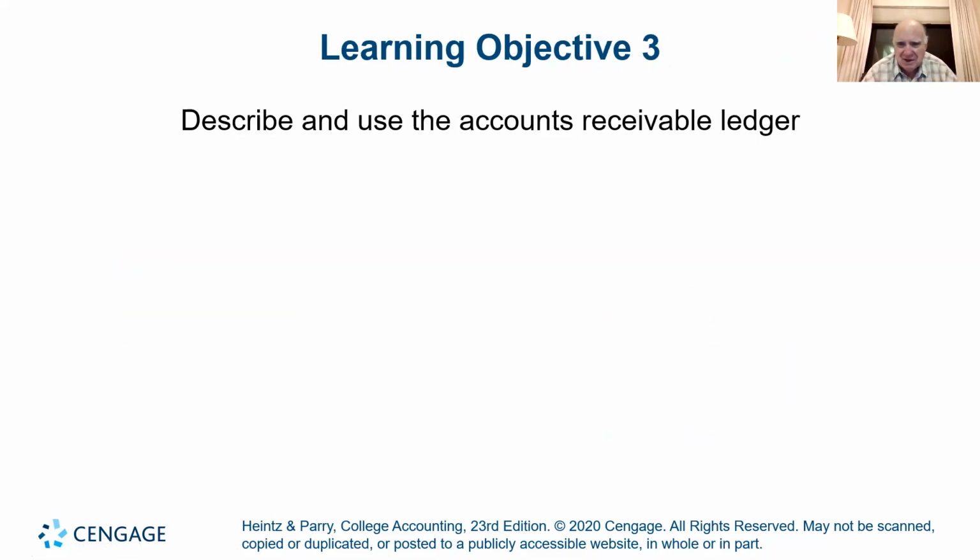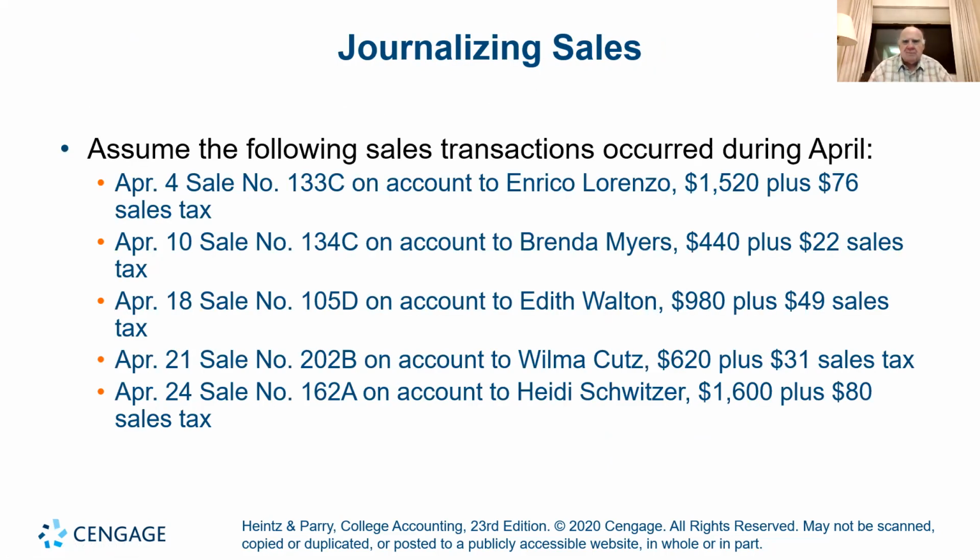I think that this slide is out of order, to be honest with you. Let's look at some journal entries, okay? We're selling something to Enrico Lorenzo. I'm not going to make any jokes here. And then we sold some to Brenda Meyer, Edith Walton, Wilma Cutts, and Heidi Schweitzer. So let's see what we have here.